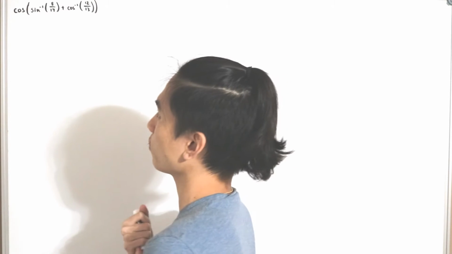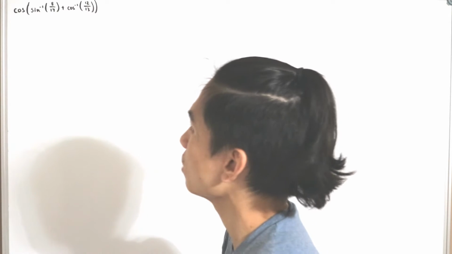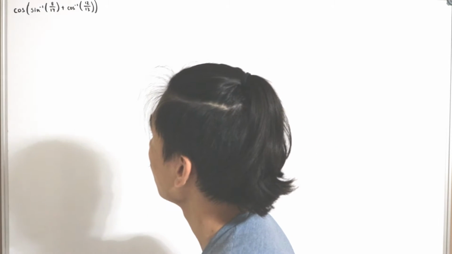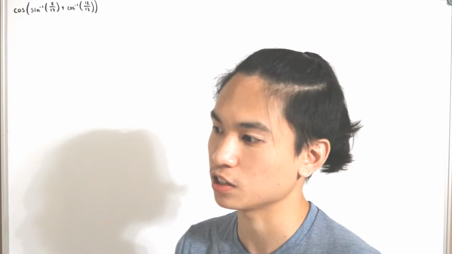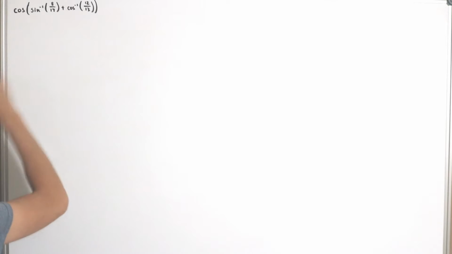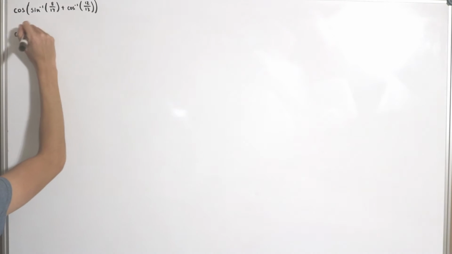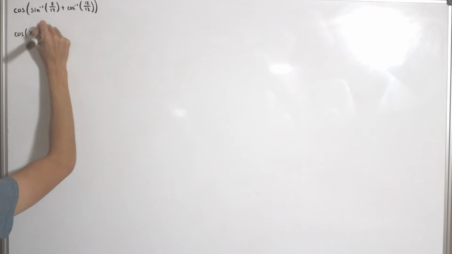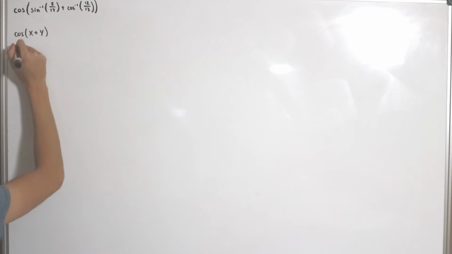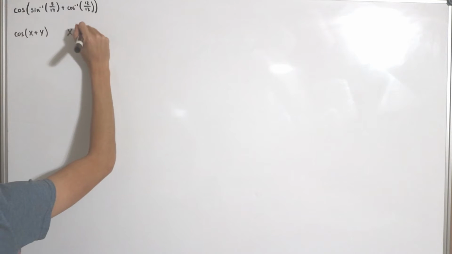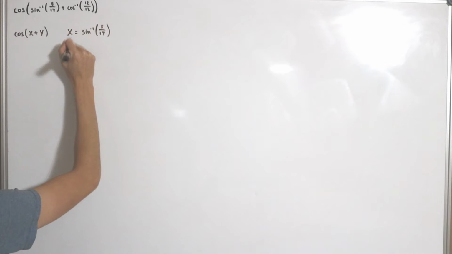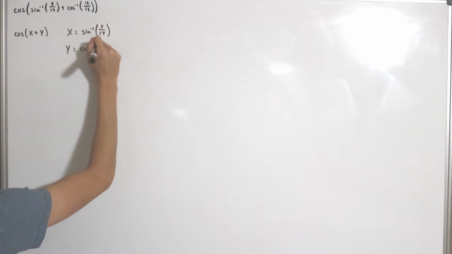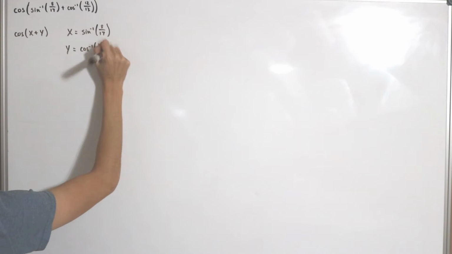We are asked to evaluate the cosine of inverse sine of 8 over 17 plus inverse cosine of 12 over 13. Okay, so there's a lot going on, but the simplification comes out really nice. Notice that our expression is in the form of cosine of capital X plus capital Y, such that capital X is equal to the inverse sine of 8 over 17, and capital Y is inverse cosine of 12 divided by 13.